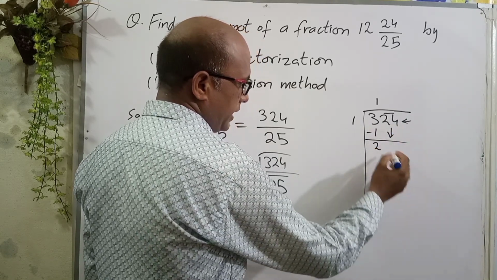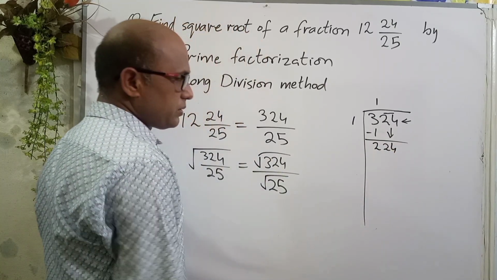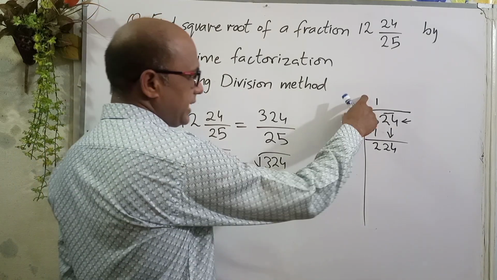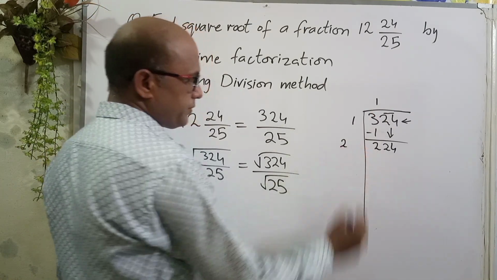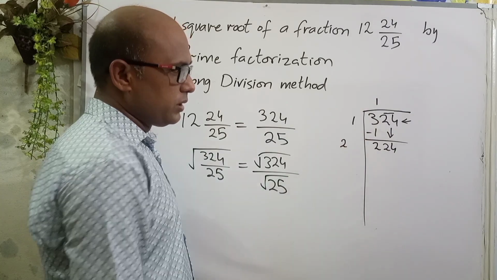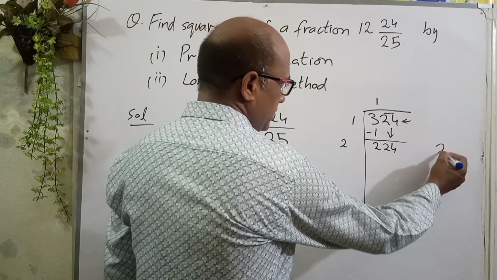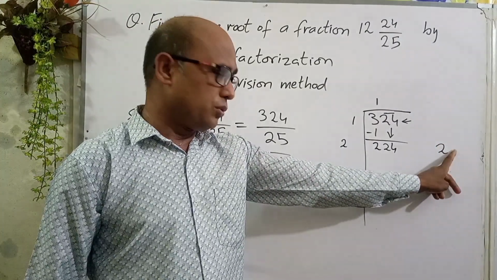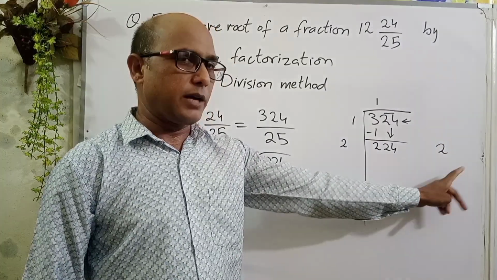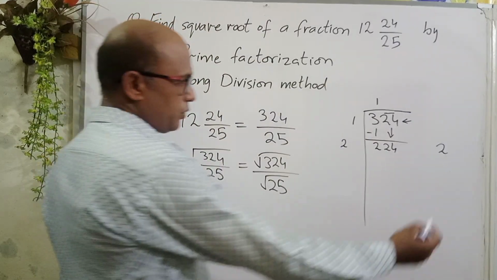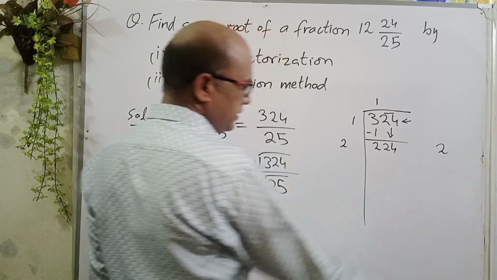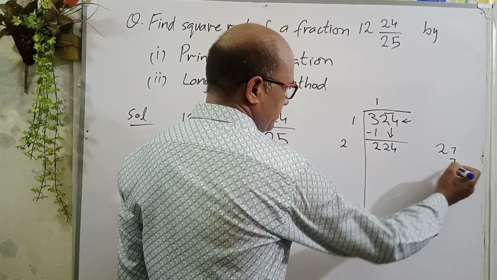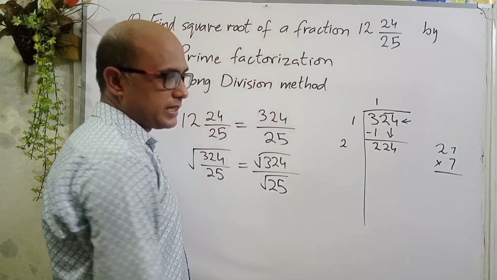The next whole pair will be brought down. So it will become 224. By adding these two, we get 2. 1 plus 1 is 2. Now we have to choose a number to write beside 2 and be multiplied by the same number. So which number will be suitable? Students, if we choose 7, let's see what answer we get.